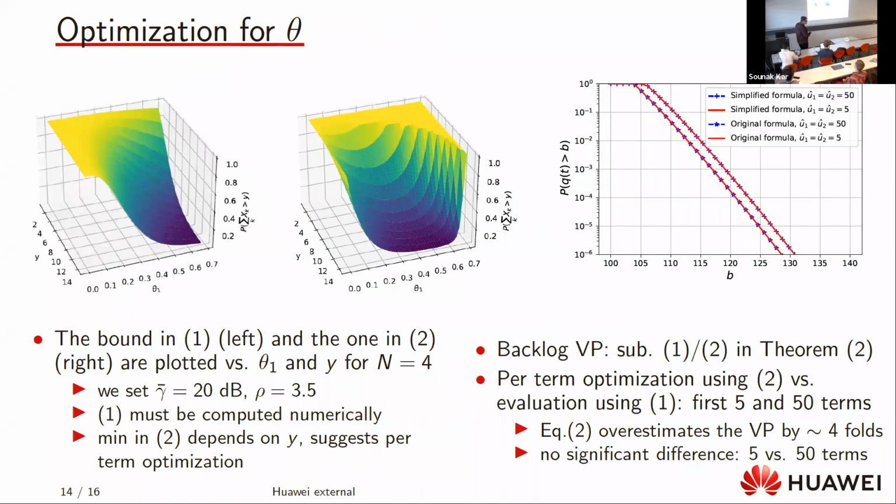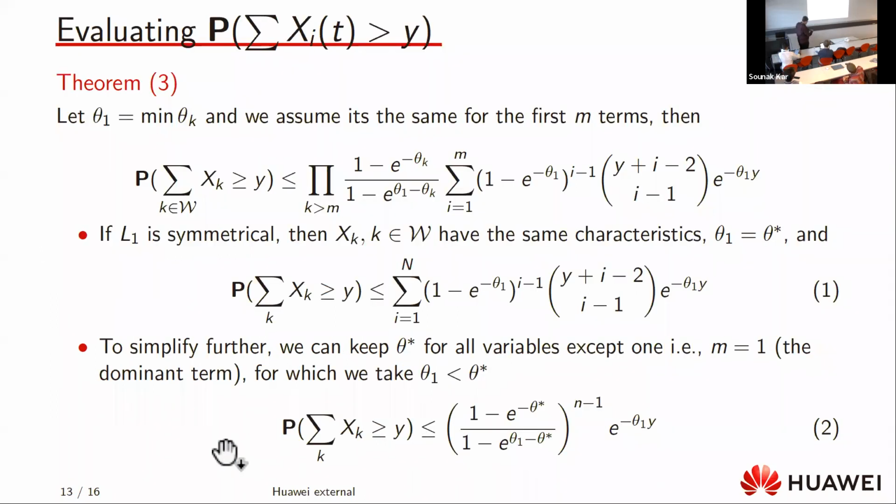Some results. I'm just going to go quickly. Okay, so we can see here, what we have is this is the original bound, and this is the simplified bound. So we apply 1 and 2, and by applying this, no way.